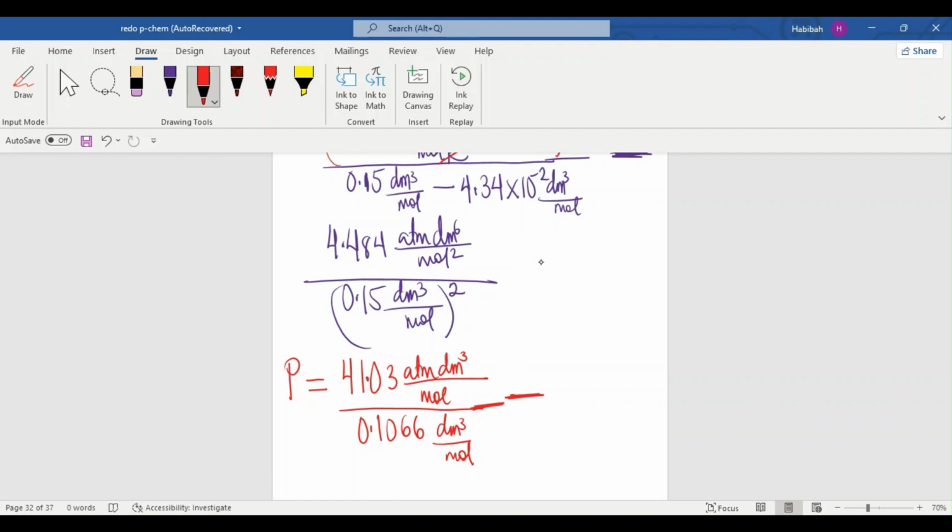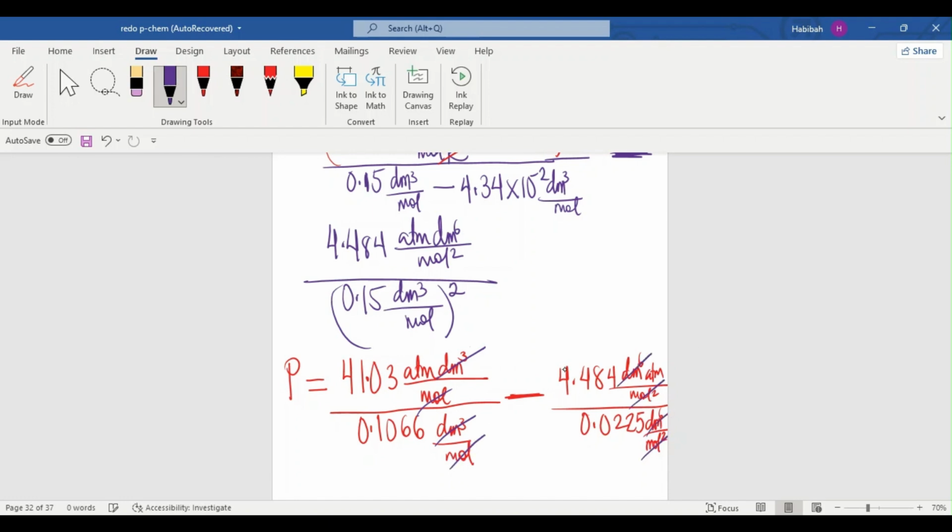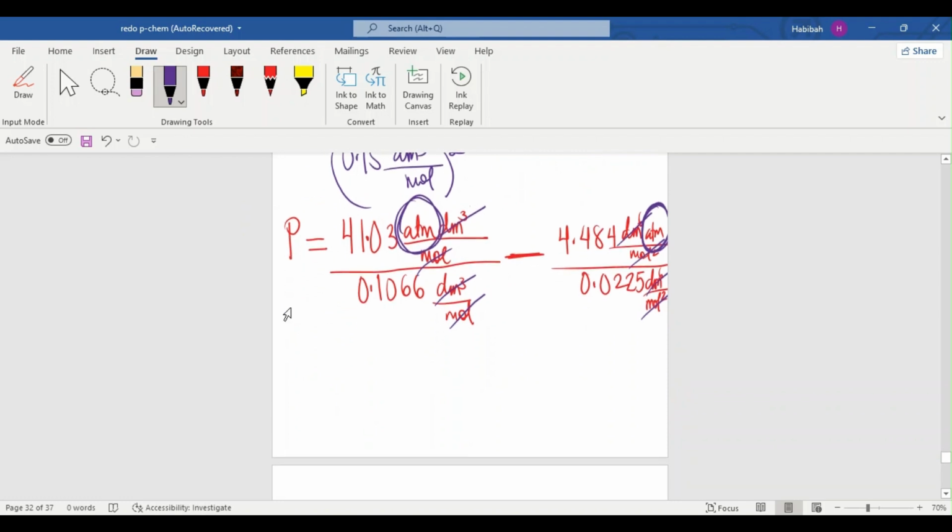4.484 divided by 0.15 dm³ per mole all squared would simply be, so let me just write 4.484 dm⁶ atmosphere per mole squared divided by 0.15 dm³ per mole all squared would just be 0.0225 dm⁶ per mole squared. So cancel out dm³, dm³, dm³, dm³, mole, mole. Cancel out dm⁶, mole squared, mole squared. So you can see on both sides that you have atmosphere remaining, which makes sense. And that hints to us that work is being done correctly, mainly because the unit for pressure is atmospheres.